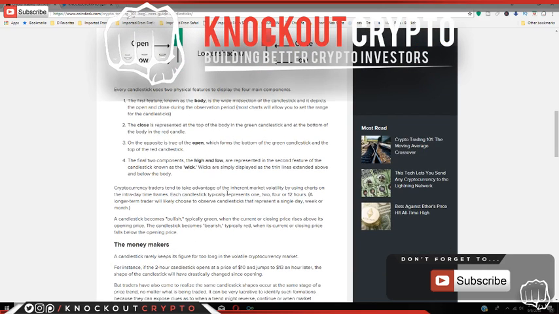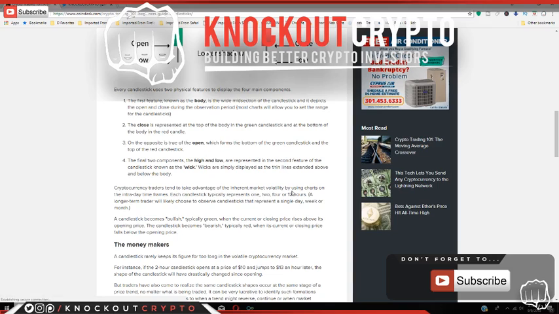Cryptocurrency traders tend to take advantage of the inherent market volatility by using charts on the intraday timeframes. Each candlestick typically represents 1, 2, 4, or 12 hours. A long-term trader will likely choose to observe candlesticks that represent a single day, week, or month.